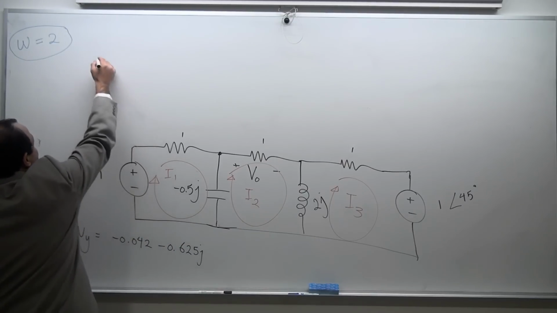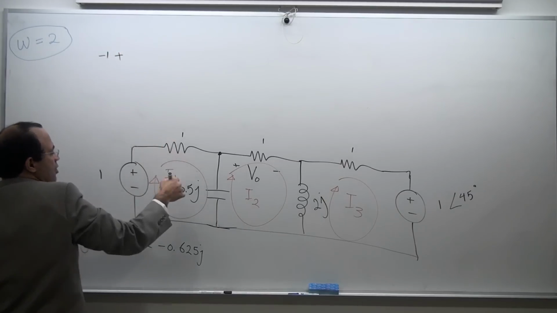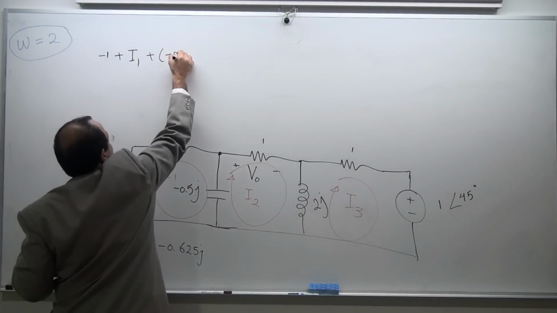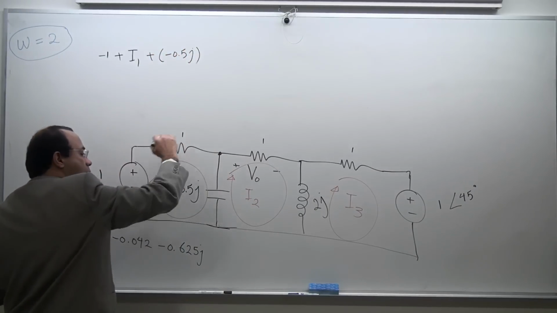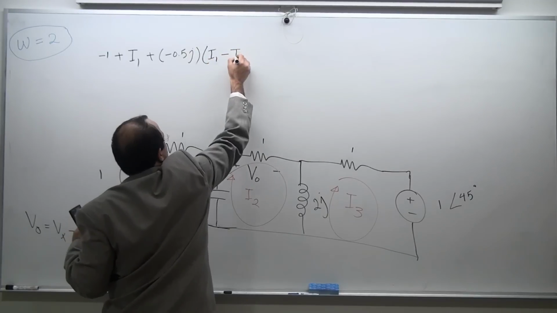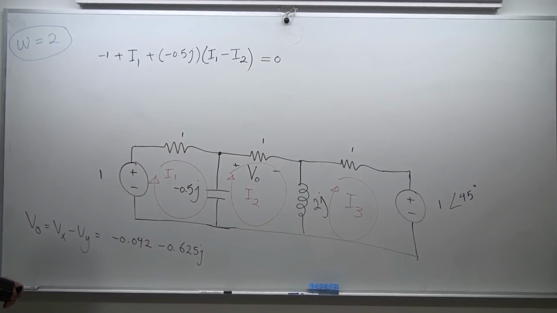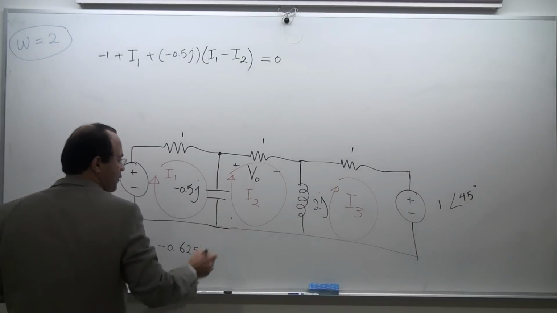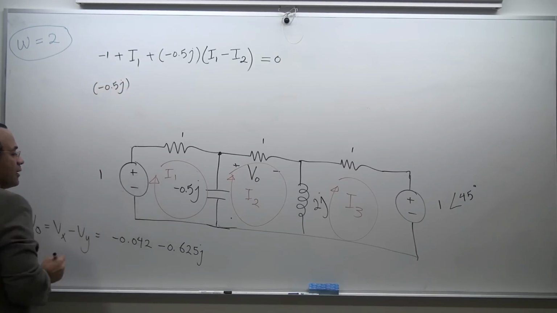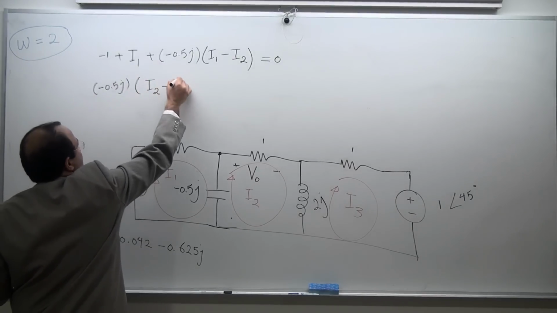Let's take a look. That's going to be minus 1. I'm starting from here. Now we know what to do. Plus 1 times I1 plus minus 0.5J times I1 is in and I2 is opposing. I1 is the master, I2 is the slave, and opposing, equal to 0. That's this loop. Let's start from this point. It's going to be minus 0.5J. Again, I'm trying to utilize the bracket as much as I can. It's going to be I2 minus I1.